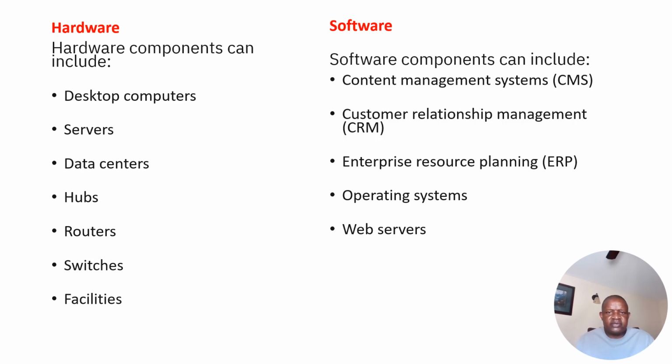What are these hardware and what is this software we are talking about? Hardware components include desktop computers, servers, data centers, hubs, routers, switches, and facilities. Those are hardware. Software components can include content management systems, customer relationship management systems, enterprise resource planning systems, operating systems, and web servers. Those are software. Differentiate between hardware and software. Hardware and software combine to make the overall IT infrastructure.